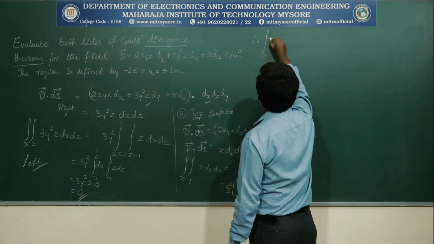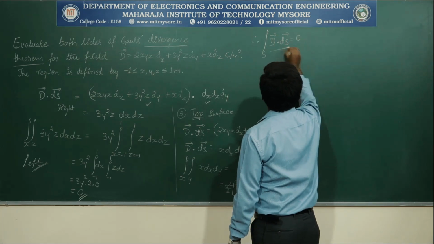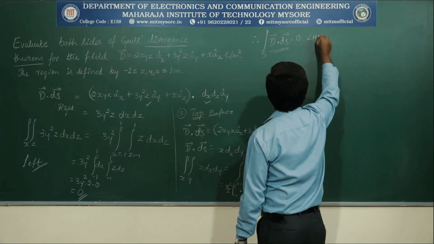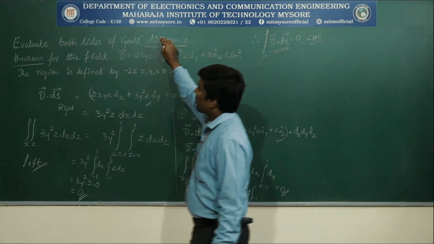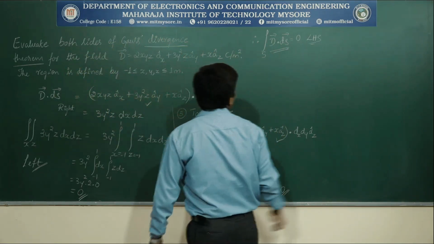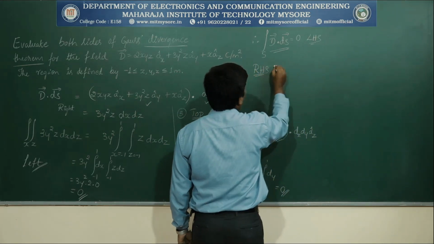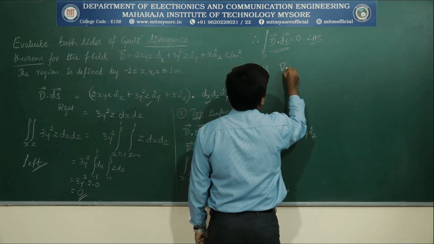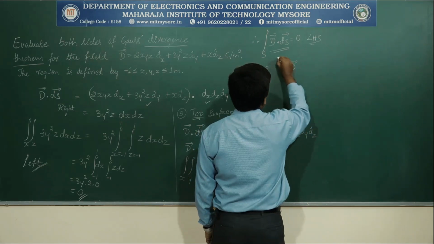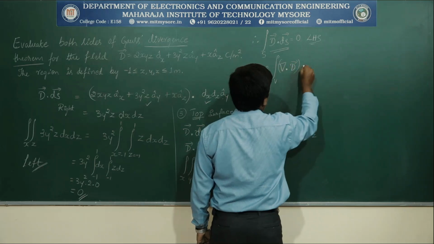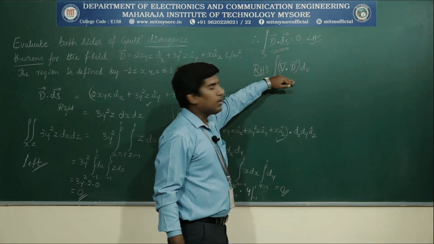Therefore the surface integral of D dot dS is equal to 0 for the entire 6 faces of the cube. Therefore the LHS part of the Gauss divergence theorem is 0. Similarly, we need to evaluate the RHS part. What is the RHS part? The volume integral of del dot D dv. We need to evaluate this one.